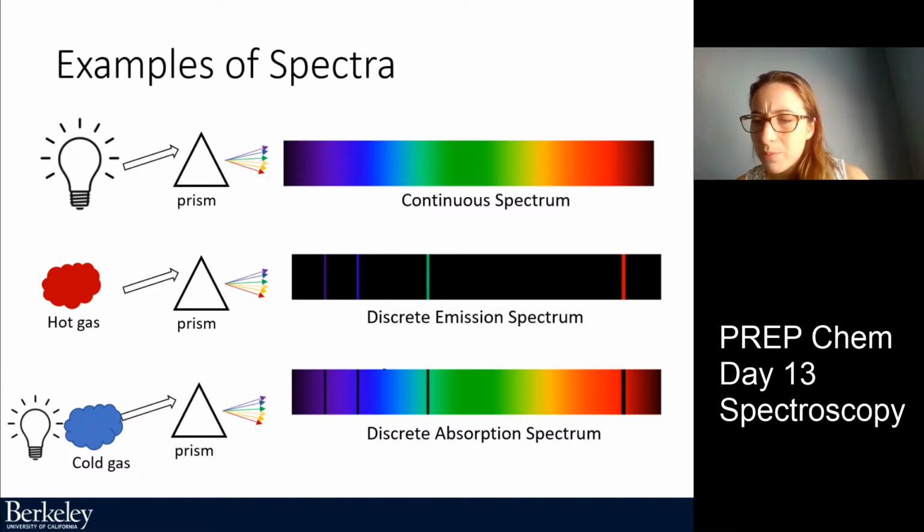And then someone said the prism absorbs the colors not seen in the discrete absorption spectrum. No, so the gas in the first place will only emit those 4 wavelengths of light. So all the prism does is split light so that we can observe it more easily.